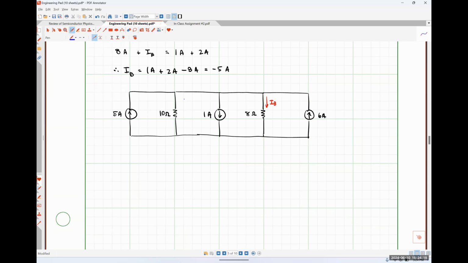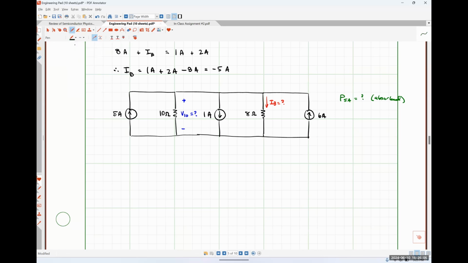I want the voltage drop across the 10 ohm resistor, and while we're at it, let's find the power absorbed by the 5 amp source. All right.